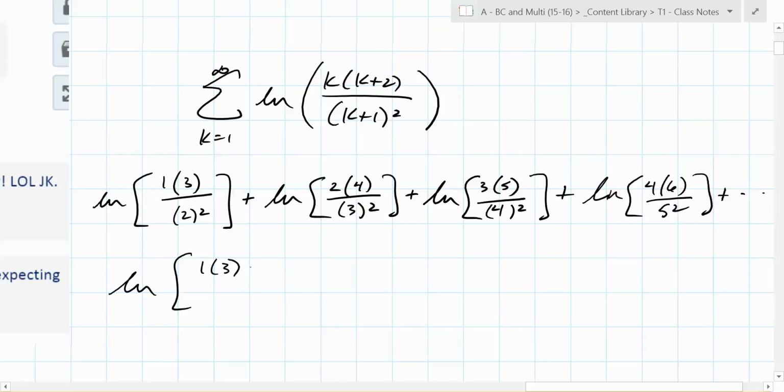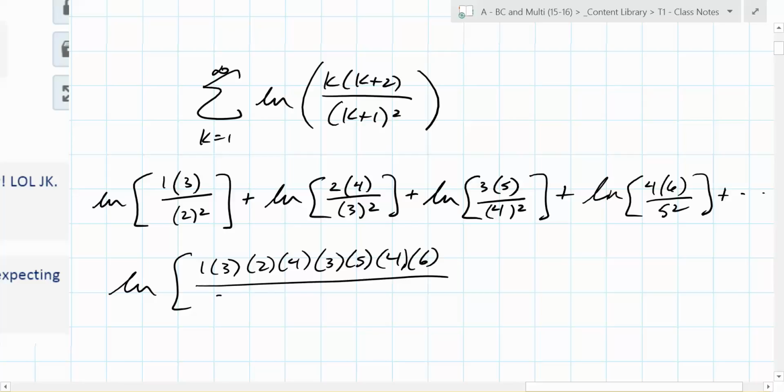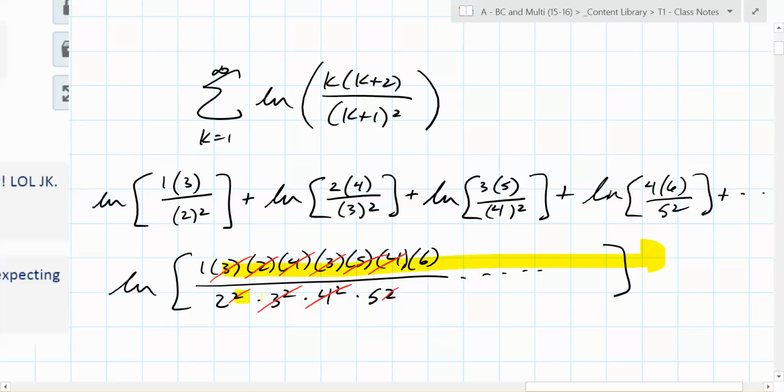1 times 3 times 2 times 4 times 3 times 5 times 4 times what? 6, all over what? 2 squared times 3 squared times 4 squared times 5 squared. And it keeps going, right? Do you agree? All of that goes away. Everything goes away. What's the only thing that's left? ln of 1/2. All done.